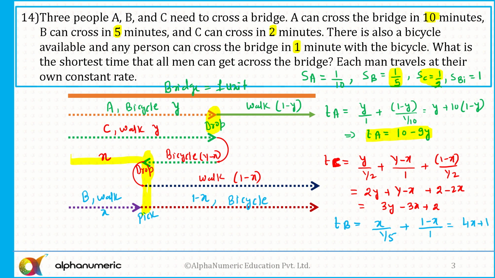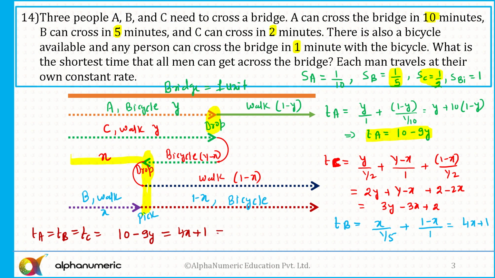And if you want to minimize the time which all three of them had taken to reach the opposite points, make sure that their time is equal here. Now let's try to solve the final equation. The time taken by A should be equal to time taken by B, which should be equal to time taken by C. So time taken by A is equal to 10 minus 9y, which is equal to time taken by B, which is 4x plus 1. So 10 minus 9y is equal to 4x plus 1.